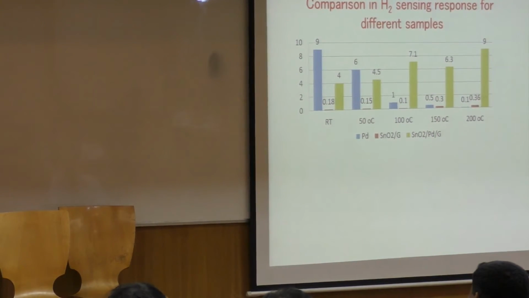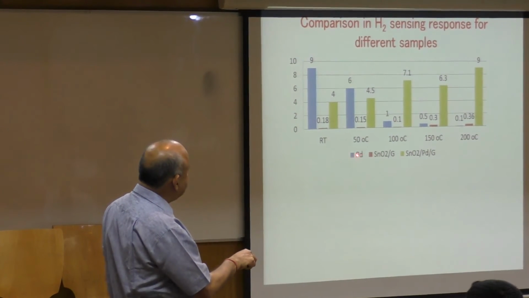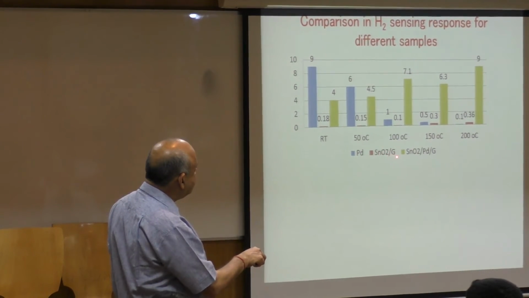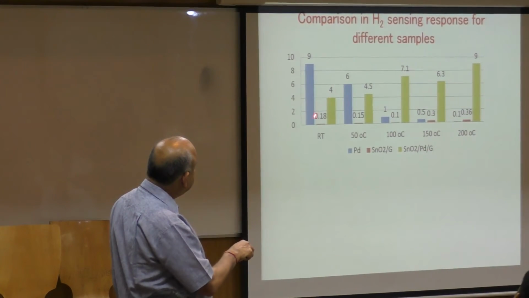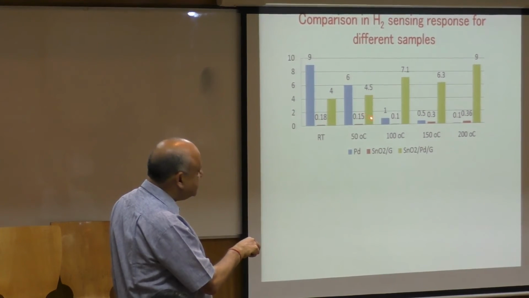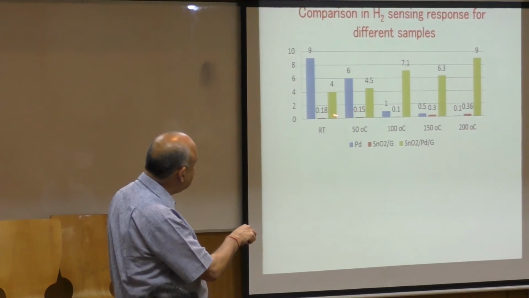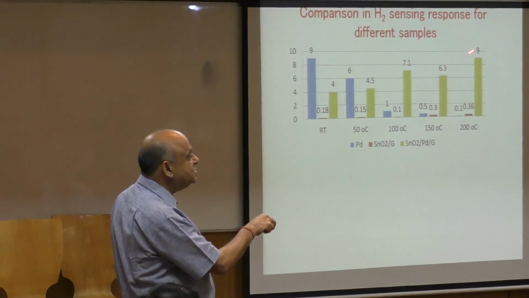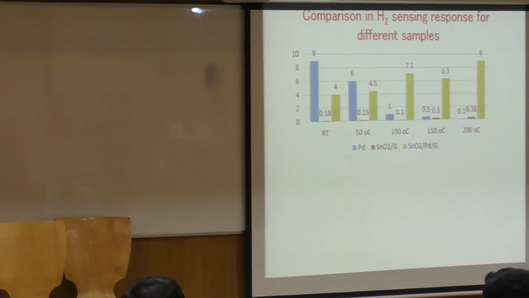Just to give you an idea, this is a sensor, and these are different colors. This is a palladium sensor, this is a tin oxide graphene sensor, and this is a tin oxide palladium graphene sensor. You can see that for the palladium sensor, as you increase the temperature, its sensitivity decreases, whereas for the tin oxide palladium sensor, as you increase the temperature, the sensitivity increases. Both types of sensors are behaving in different ways.